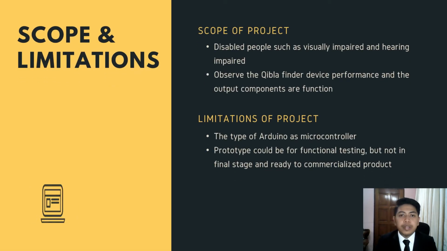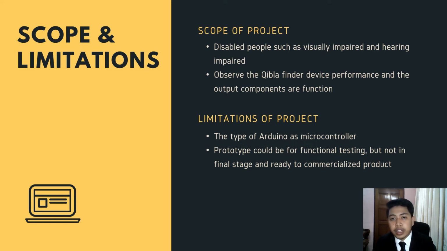The scope of this project is focused on disabled people such as visually impaired and hearing impaired. Next, to observe the Qiblat Finder device performance and whether the output components function. The limitation of this project is that it uses a few types of Arduino as microcontroller, and the prototype could be used for functional testing but is not in final stage and ready to commercialize as a product.